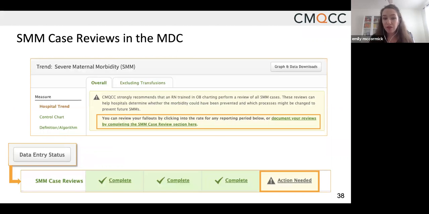Next, we have revamped the SMM cases reviewed section in the Maternal Data Center. Some of you were actively using this, some weren't. There are two ways to access this tool. It was always linked at the top of the SMM trend screen, or from the data entry status screen, there was an SMM case reviews row on that table, and you could access the case review by clicking the action needed for each month.